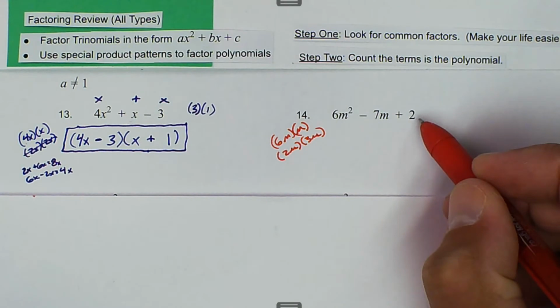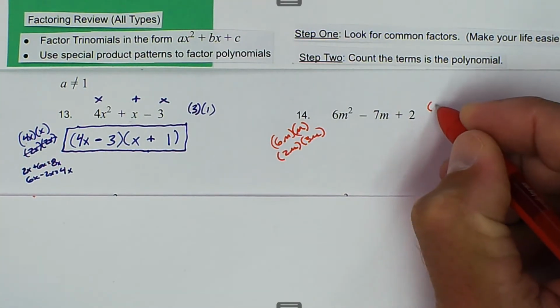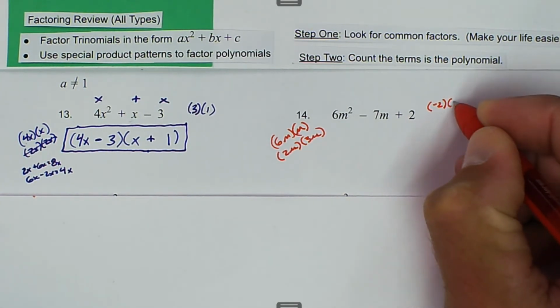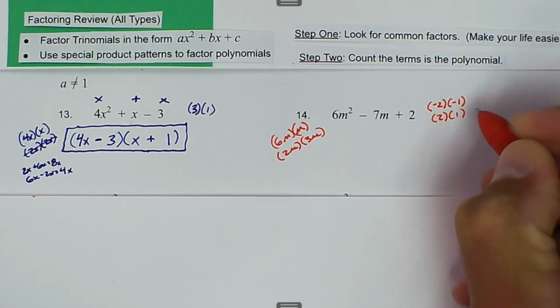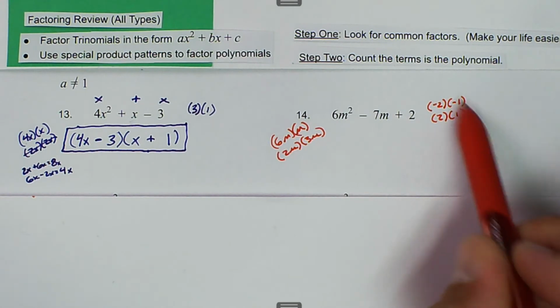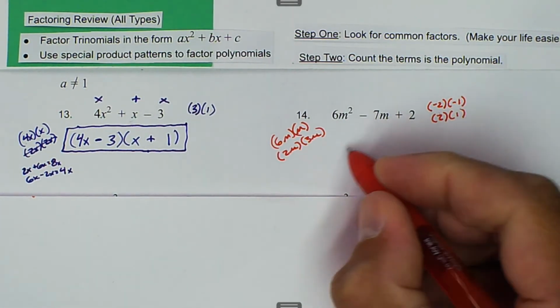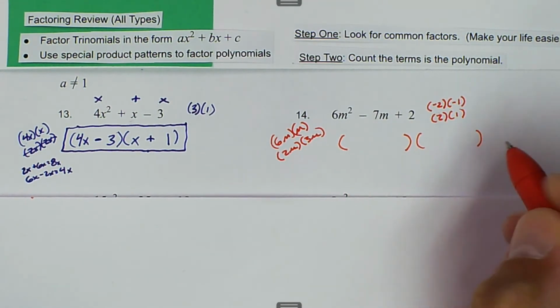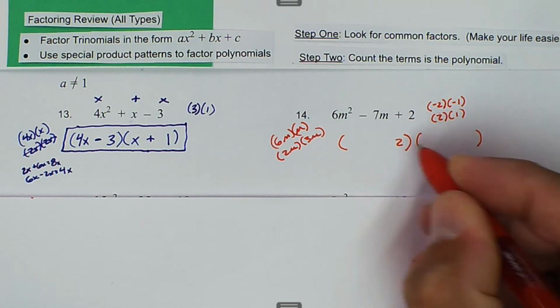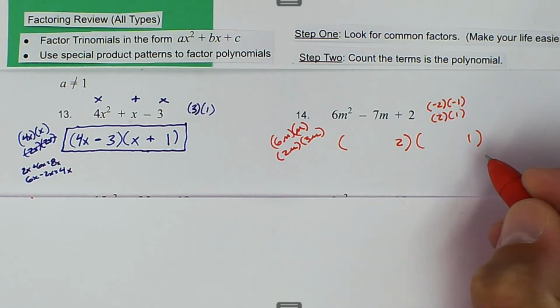What are the only things that multiply together to get us to 2? We could have negative 2 times negative 1, or we could have 2 times 1. So this one back here is going to be a little easier to work with because we only have 2 possibilities really. So we set up our binomial, and we know that we have to have a 2 and a 1 at the end.